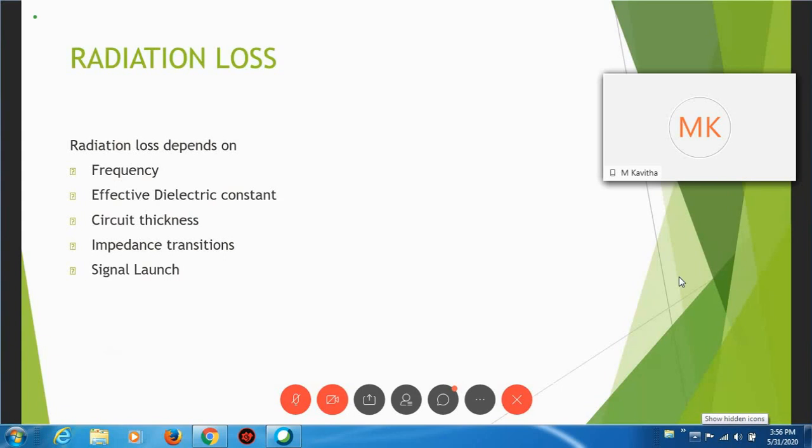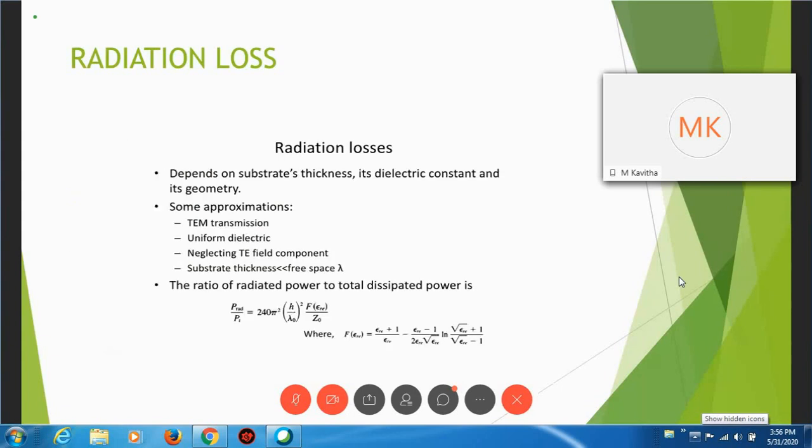This is the formula. As I said, it depends upon different parameters, and the radiation loss is given by the power radiated by the power transmitter, and it also depends on frequency, dielectric constant, and many things. If the dielectric substrate has a high dielectric constant, then the radiation loss will be less, and if the dielectric constant is low, the radiation loss will be high. These are the basic things about the losses that occur in the microstrip line.